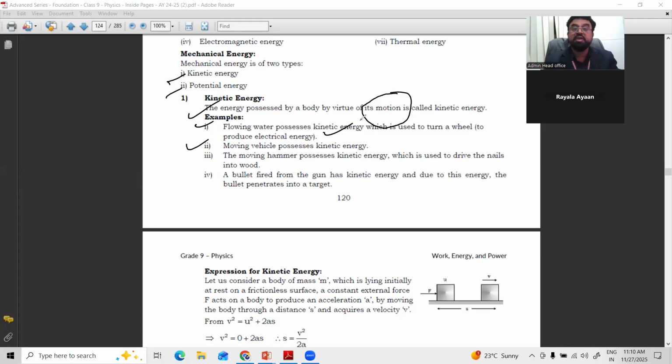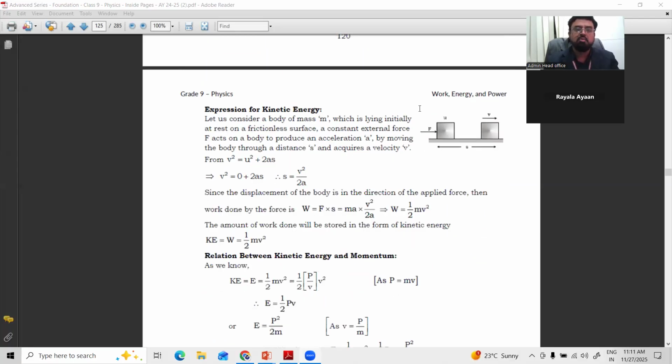Right. Next, a moving vehicle. Every moving vehicle possesses kinetic energy. Next, a moving hammer possesses kinetic energy, which is used to drive nails into a wall or wood. We are hitting the nail into the wood, so that moving hammer also possesses it. Then a bullet fired from a gun possesses kinetic energy. These are a few examples where you can see kinetic energy. Every moving body possesses kinetic energy, whether it's a vehicle, a hammer, or whatever it may be.